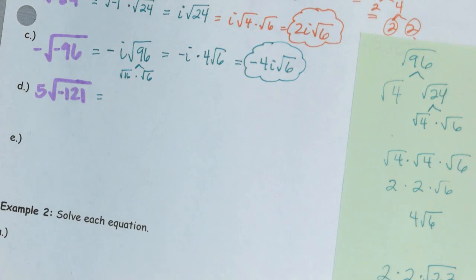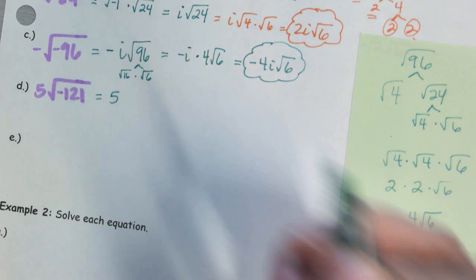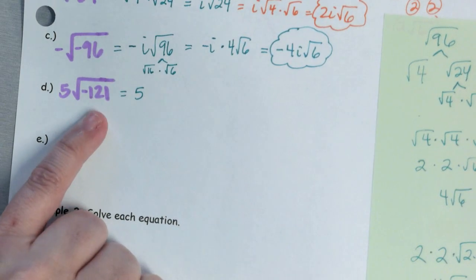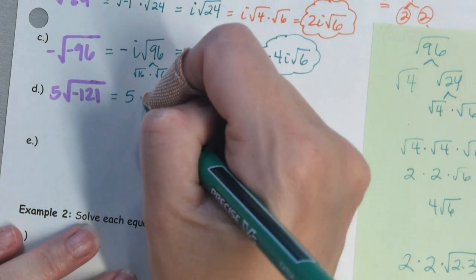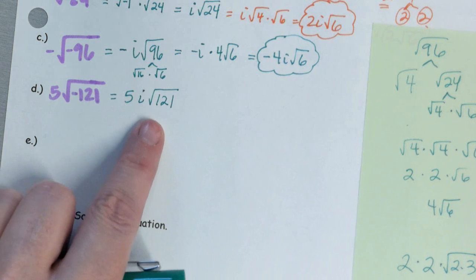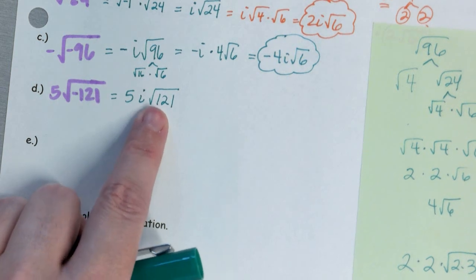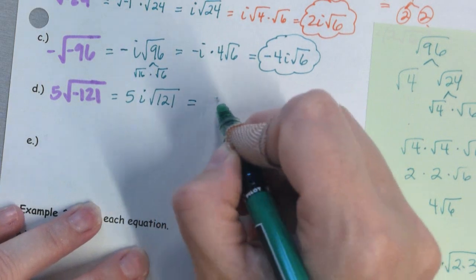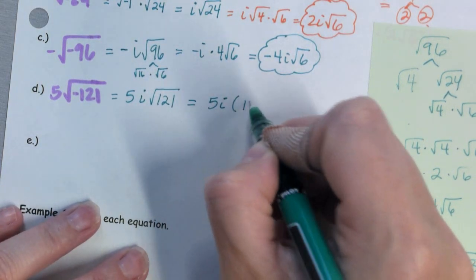So, like I said, we're going to just ignore the 5 for right now. It's going to be chilling here on the outside. With the square root of negative 121, that is going to be i times the square root of 121. What's special about 121? It's a perfect square. What's the square root of 121? 11. So this is 5i times 11.